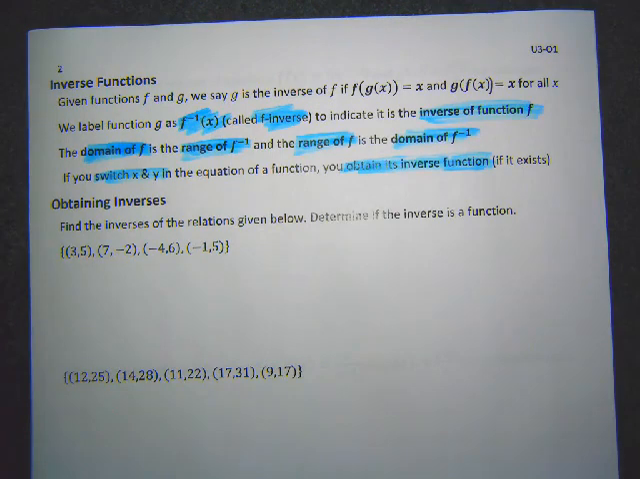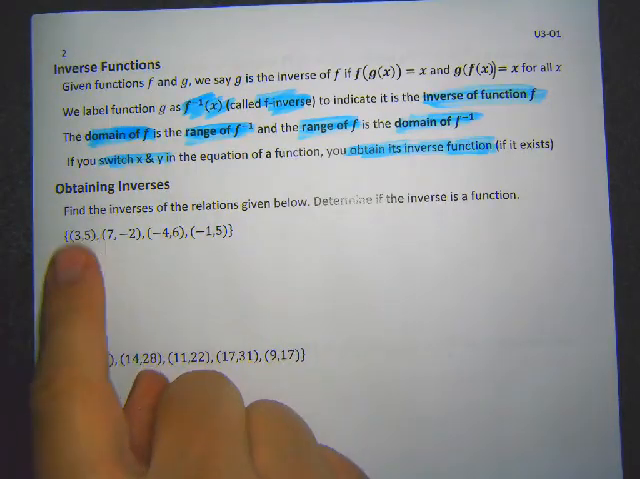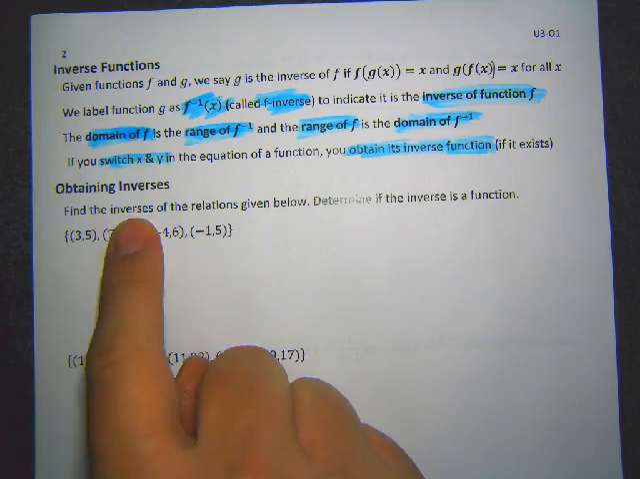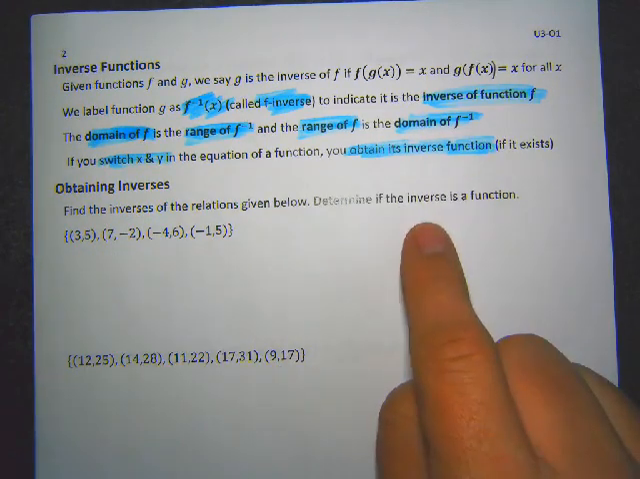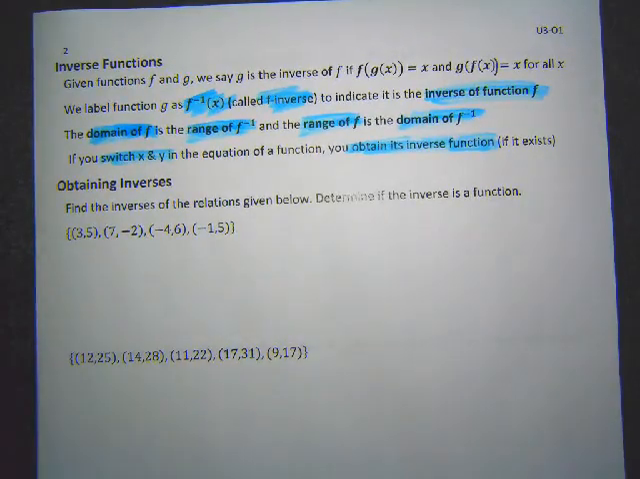You can switch the x's and the y's. Okay, so here they give us functions. We don't know if they're one-to-one or not. So we're going to find the inverses, and then we're going to just state whether the inverse is also a function. So I have this function. I want to find the inverse.